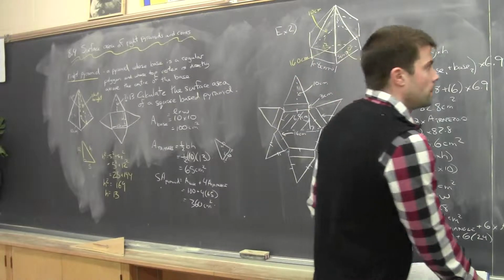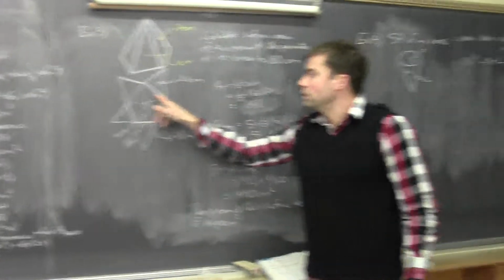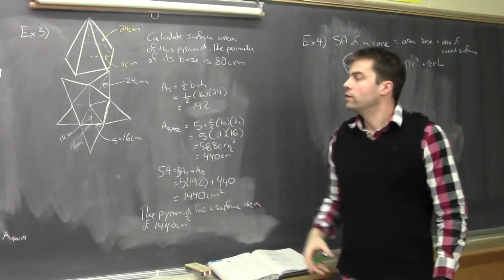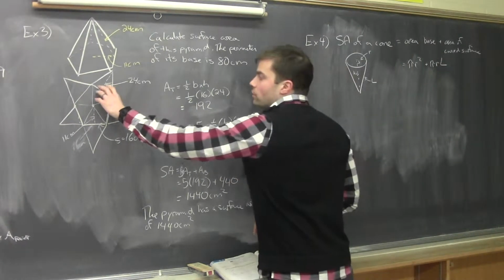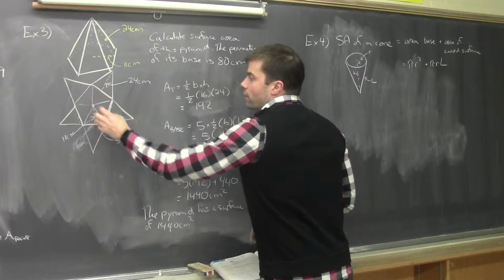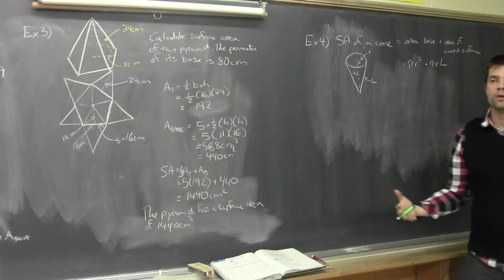Okay? Moving on, example number 3, again a pyramid. Again, we're peeling them back. This time it has 1, 2, 3, 4, 5 sides. We're looking for the surface area, so we're going to find out for the triangles as well as for the base. Okay, so the process is the same. You're taking a 3D shape, peeling it back.